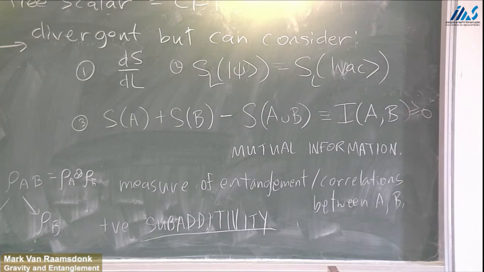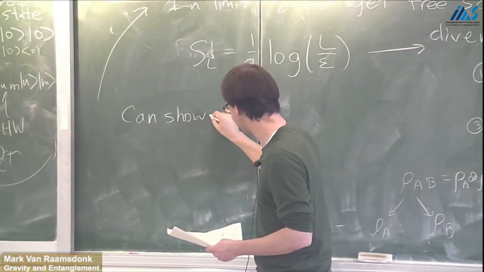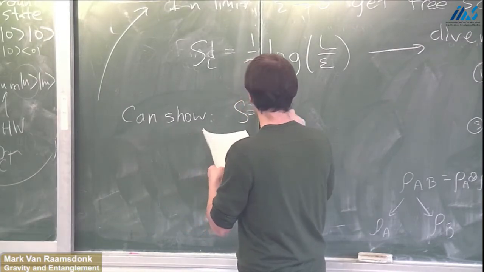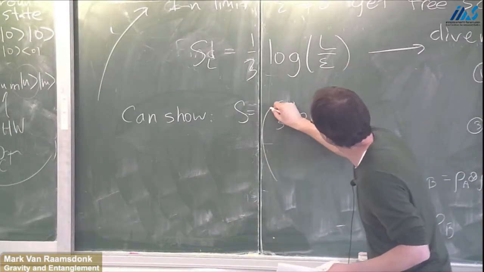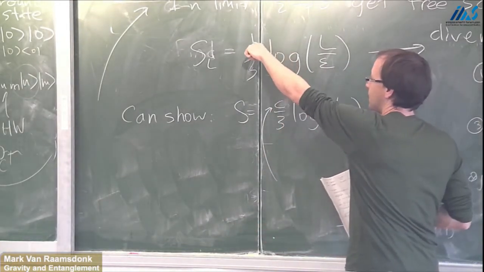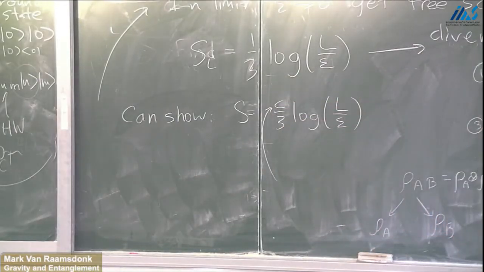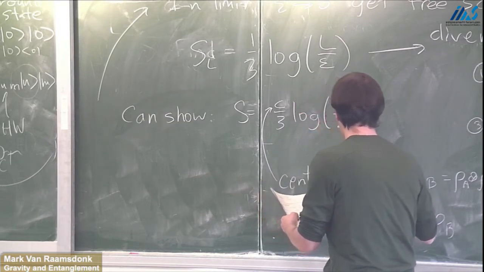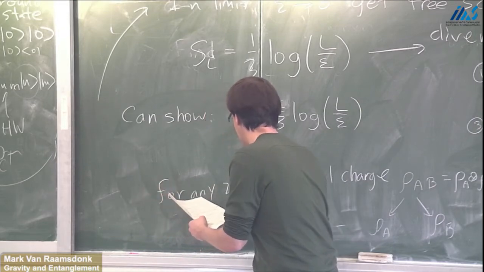And I will be telling you how one can actually do this calculation for a general conformal field theory. The only difference is that instead of one there, you get this parameter that I mentioned yesterday, which is the central charge of the CFT. So this is true for any 2D CFT.